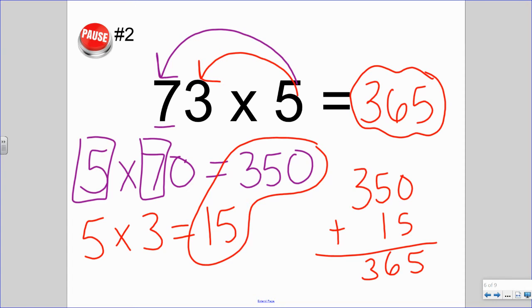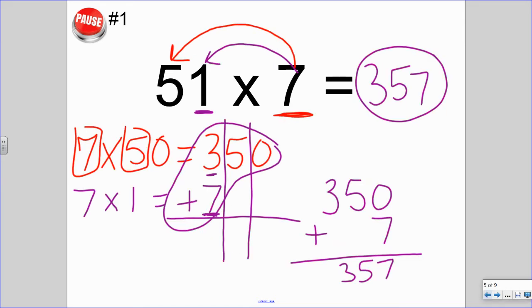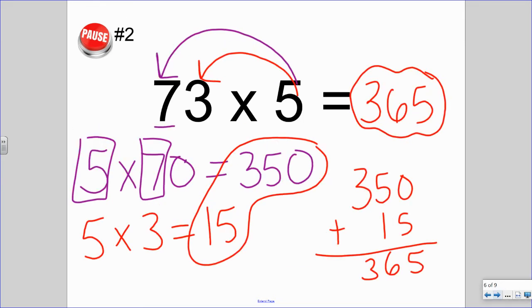365. I feel like I just had deja vu that this was the same answer as last time. Oh no, very close though. All right. So if you had 365 for number 2, awesome. You can move on to number 3. Otherwise, raise your hand and touch base with a teacher.